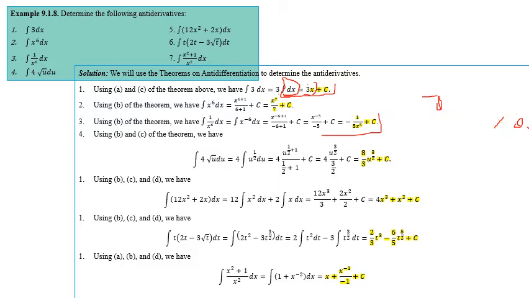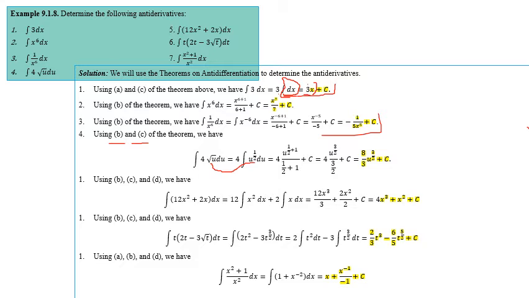For the fourth example, the given is the integral of 4 square root of u du. Using theorems B and C, we can take 4 out of the integral sign. So we have 4 times the integral of u to the power of 1/2 du, because the square root of u is equal to u to the power of 1/2. When the given is in radical form, convert it into exponential form like this so that it is easier to integrate.